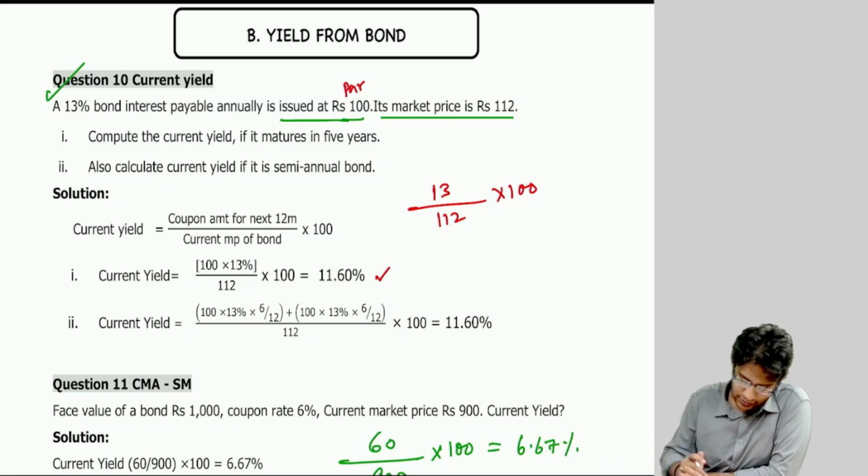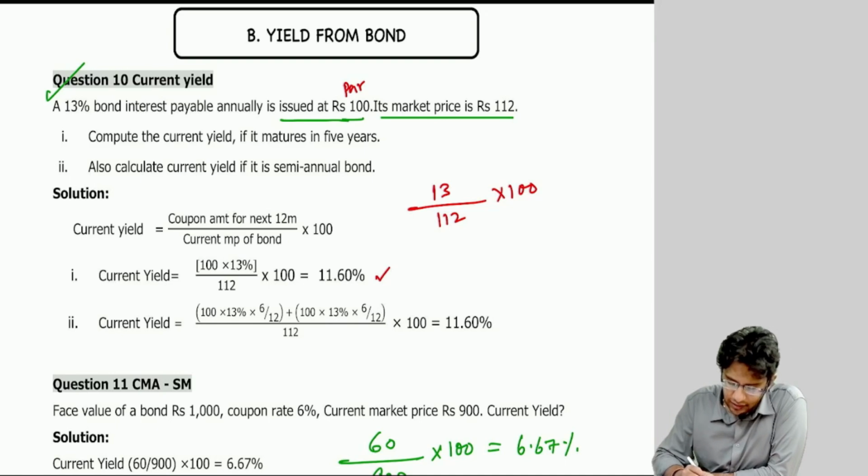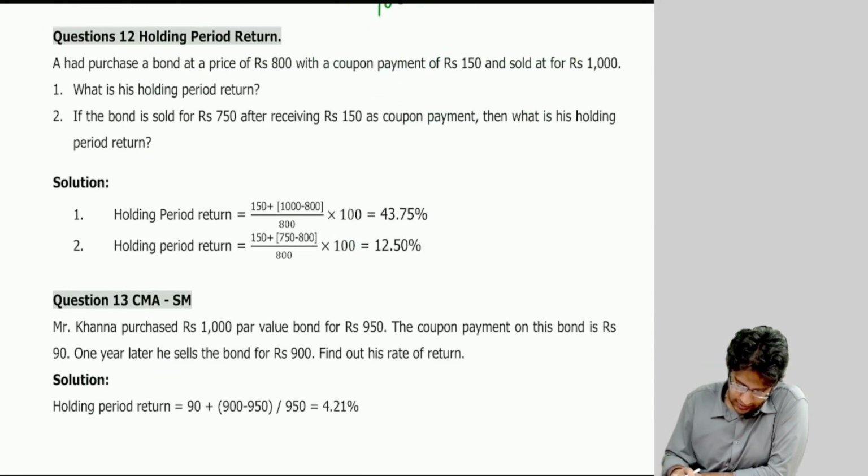Well, next one. Also calculate current yield if it is a semi-annual bond. If it is a semi-annual bond, you won't get 13 rupees. You will get 6.5, 6.5. But still, I ignore time value of money. So still I will club 6.5 plus 6.5. Again, my answer will be the same. Clear, sir? Next, come here.